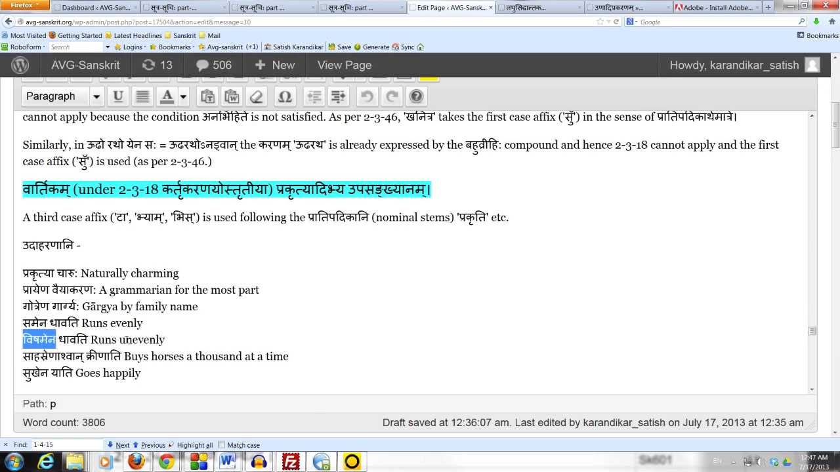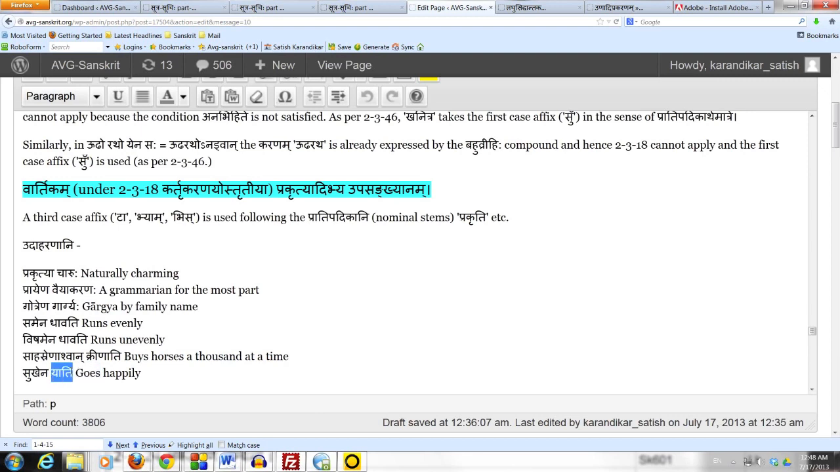Next one is Sahasrena Ashwan Krinati. Krinati means someone buys horses, Ashwan. How does he buy? Sahasrena. Sahasram is a group of 1,000. So Sahasrena means by a group of 1,000, meaning 1,000 at a time. Next example is Sukhena Yati. Goes happily. Someone goes happily. This is also an adverbial usage. Sukhena is an adverb to Yati. How does he go? He goes happily.